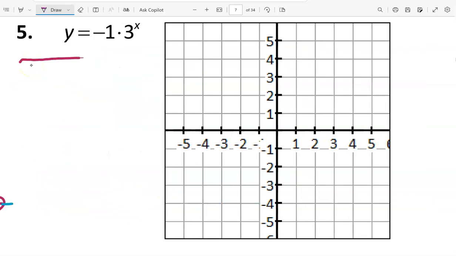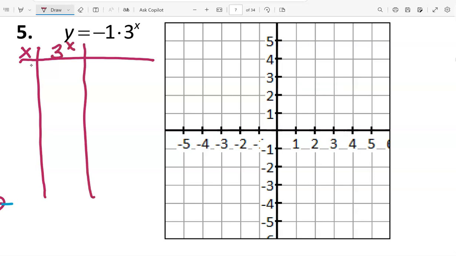In number 5, we have the graph of y equals -1 times 3 to the x. So when I put my x values in, I first have to raise 3 to that number, and then multiply that result by -1 to get the y value.